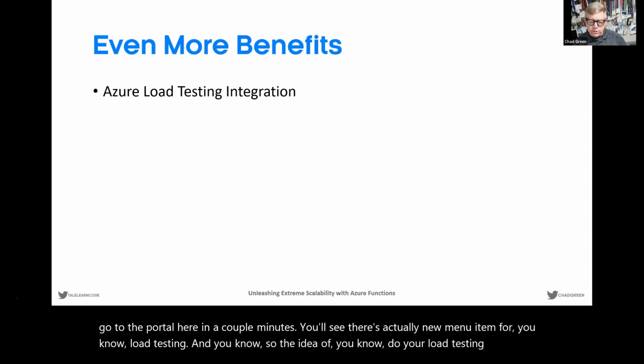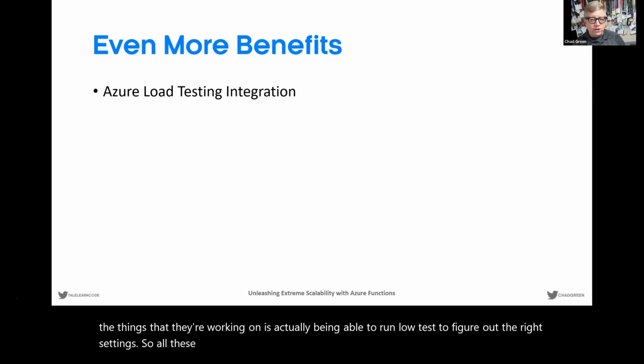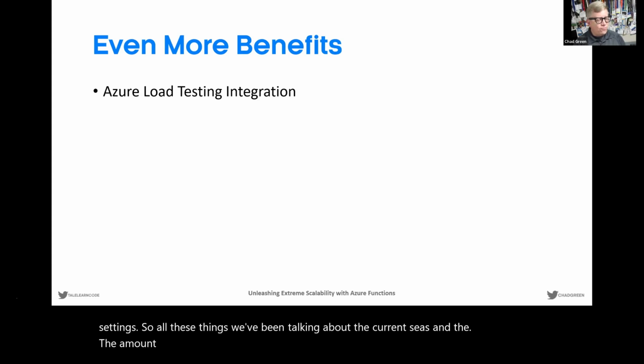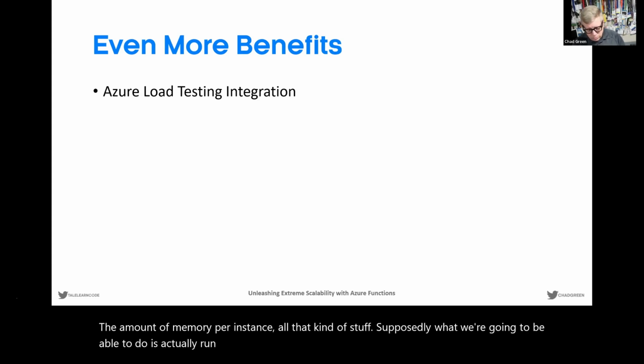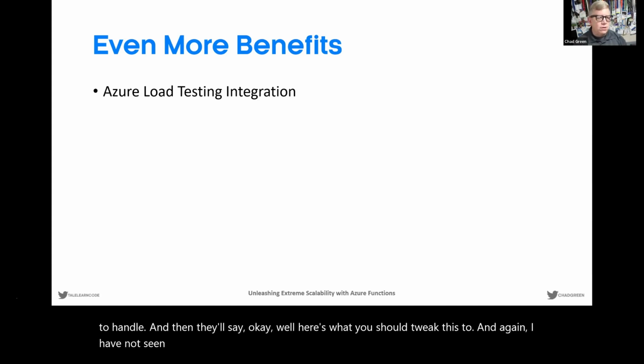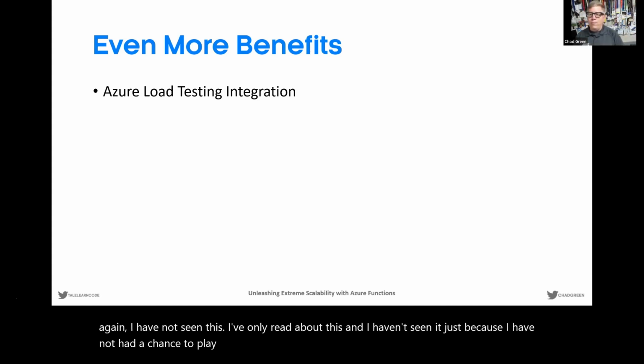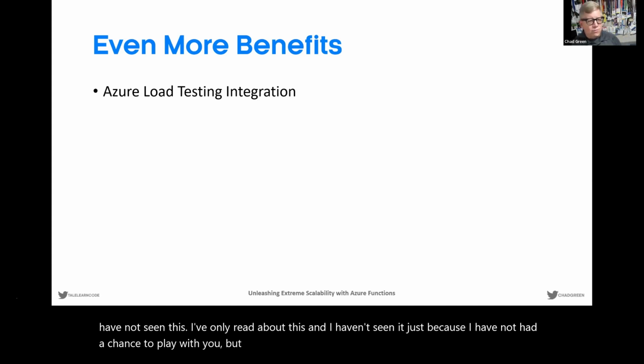One of the things that they're working on is being able to run load tests to figure out the right settings. So all these things we've been talking about, the concurrencies and the amount of memory per instance, all that kind of stuff. Supposedly what we're going to be able to do is run a load test, say, hey, this is what I expect my Azure function to be able to handle. And then they'll say, okay, here's what you should tweak this to. And again, I have not seen this. I've only read about this, just because I have not had a chance to play with it yet. But really anxious to play with that.